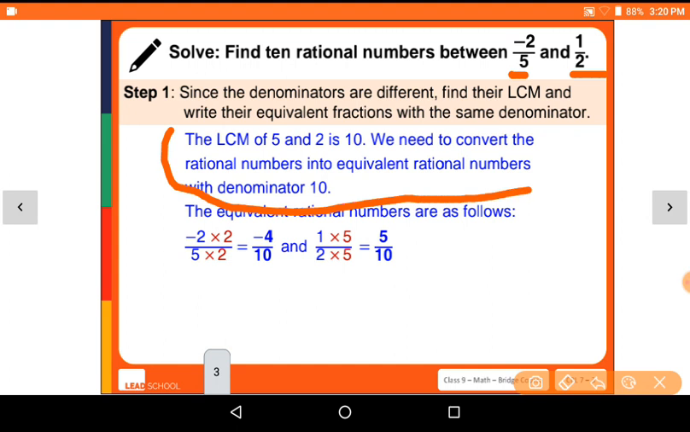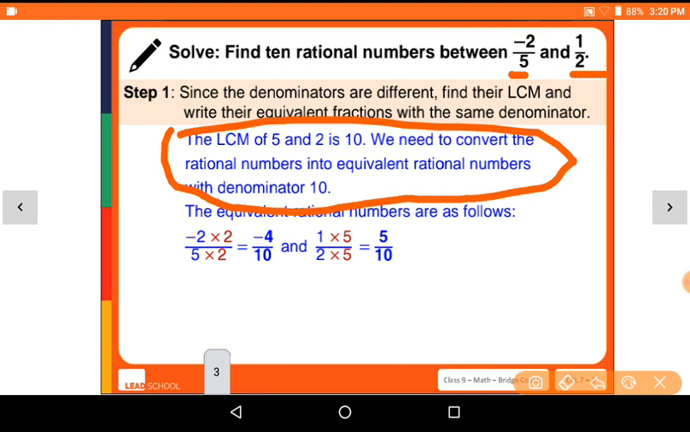So this portion is very important for the answer to this particular question, when we have to find 10 rational numbers between minus 2 by 5 and 1 by 2. So first thing is that the LCM of 5 and 2 is 10. So we need to convert the rational numbers into equivalent rational numbers with the denominator 10.